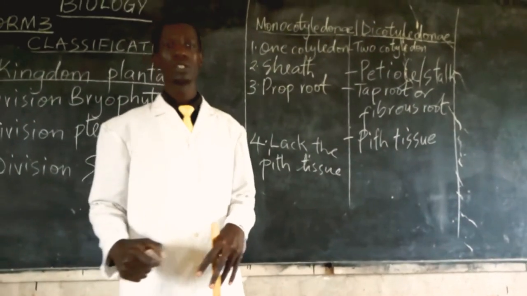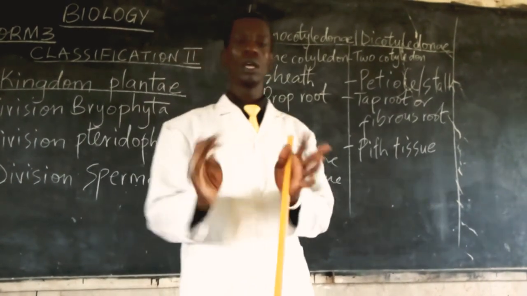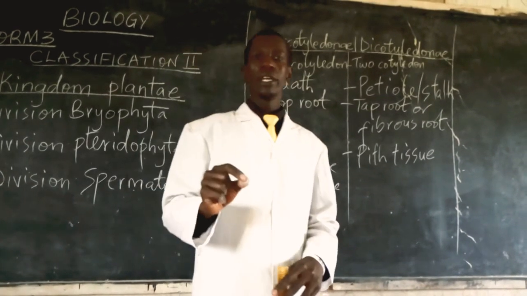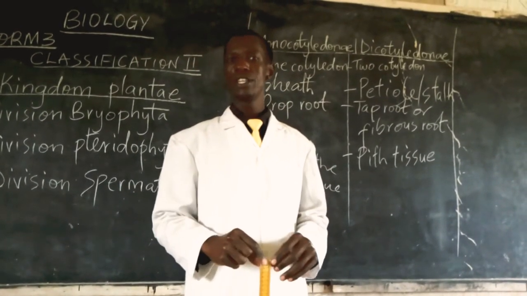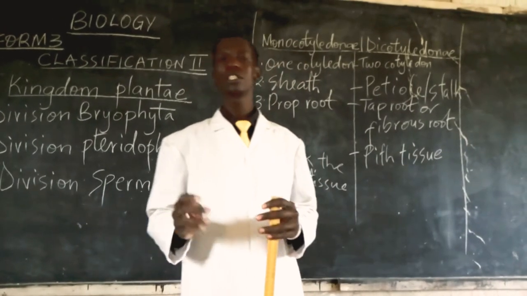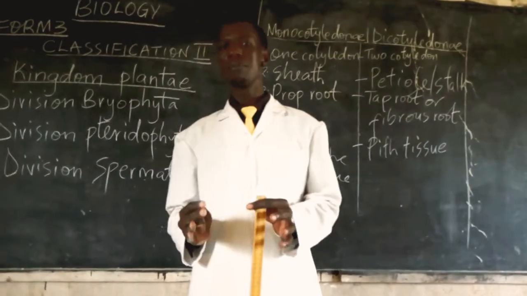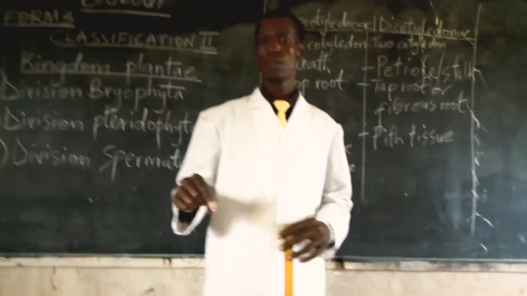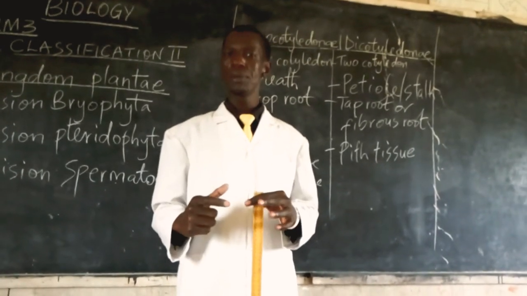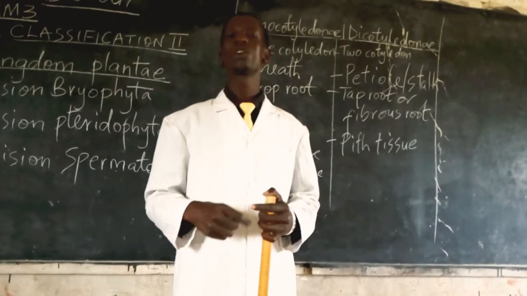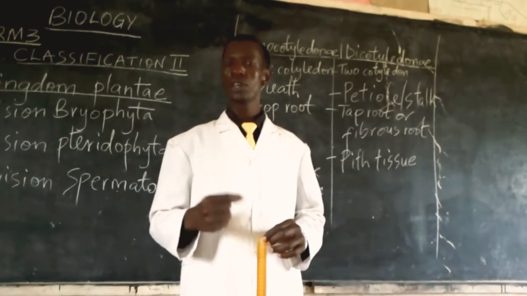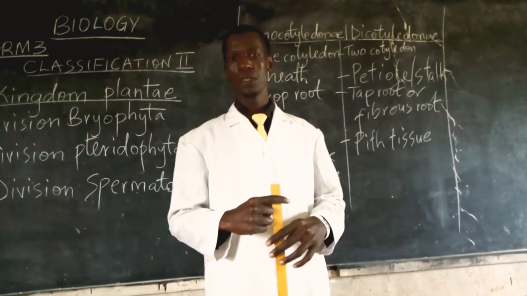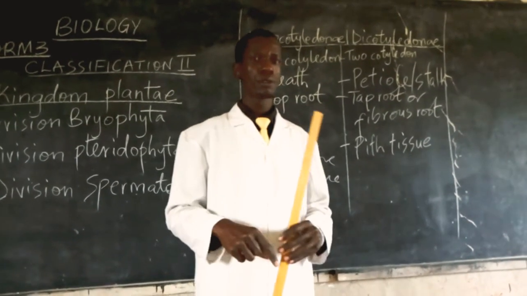The last difference is also based on the internal structure, whereby the class Dicotyledonae have a part referred to as the cambium ring, which is present on the inner side of the tissue of the root and the stem. This cambium ring enables secondary growth to take place, while monocotyledonous plants do not have the cambium ring.